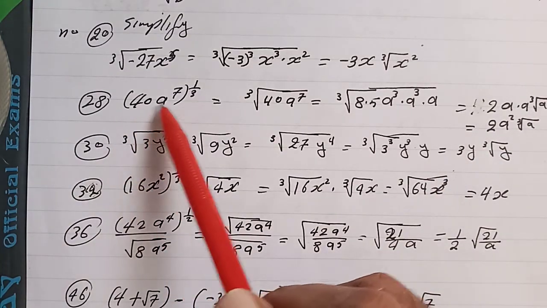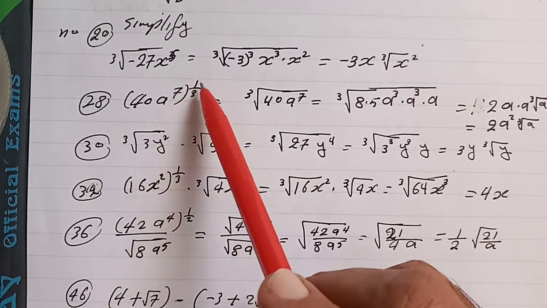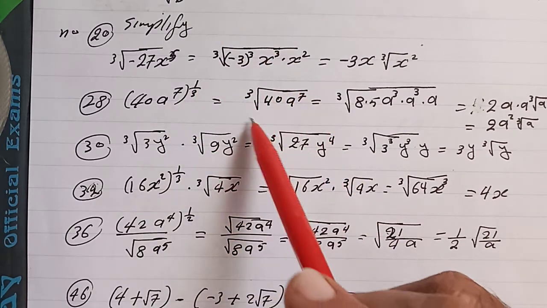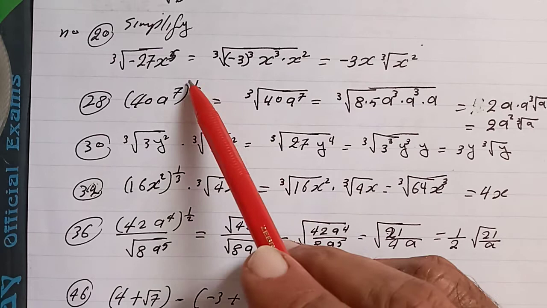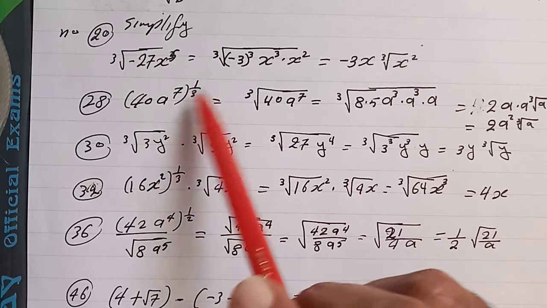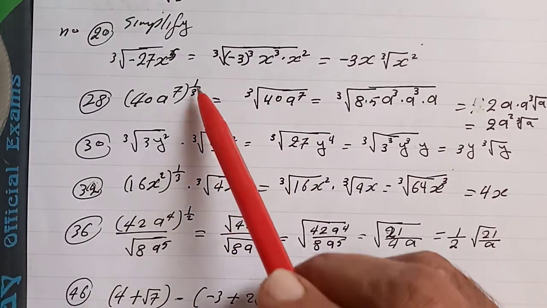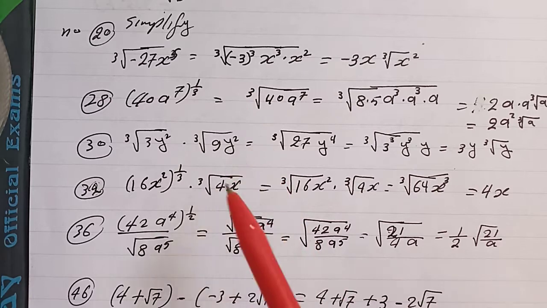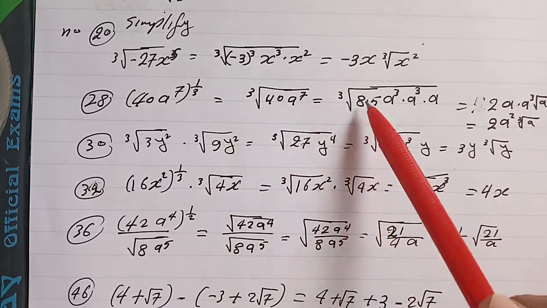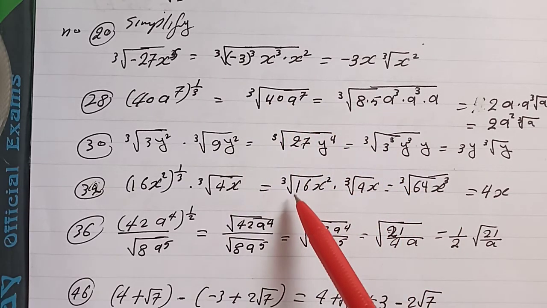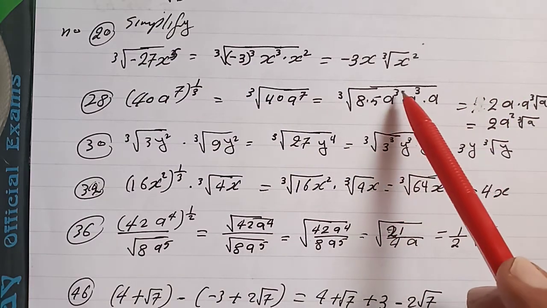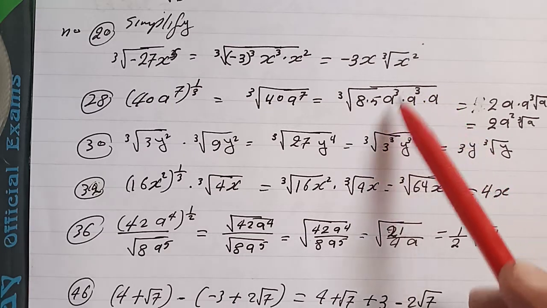Number 28: 40 a to the power 7, all to the power 1 over 3. The 1 over 3 as an exponent is a radical. You can change it like this: 1 over 3 as a power is the cube root, and if it is 1 over 2, it will be a square root. So it's the cube root of 40 a to the power 7. The 40 is 8 times 5, and a to the power 7 can be a to the 3 times a to the 3 times a to the 1, because 3 plus 3 plus 1 is 7.